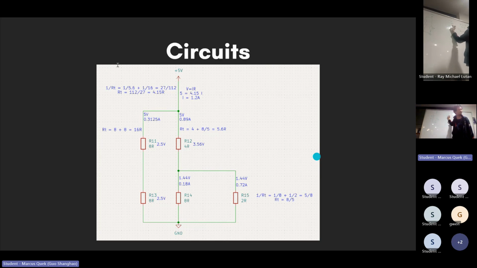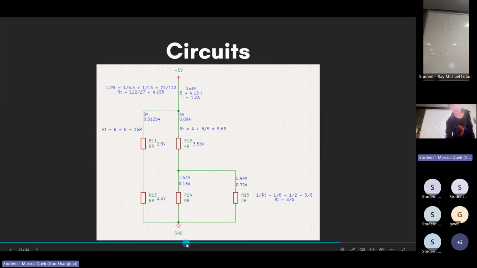Correct, right, Joseph? The current passing through that is 0.89. So what did my answer say? Yeah, 0.89, correct.